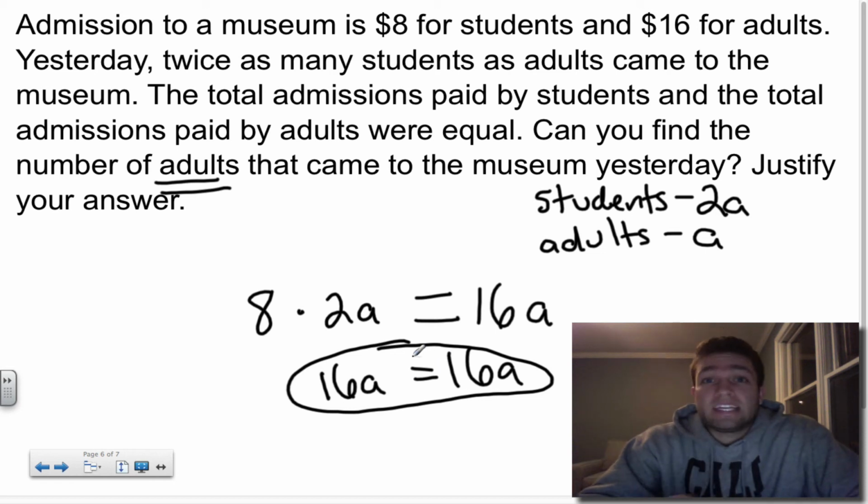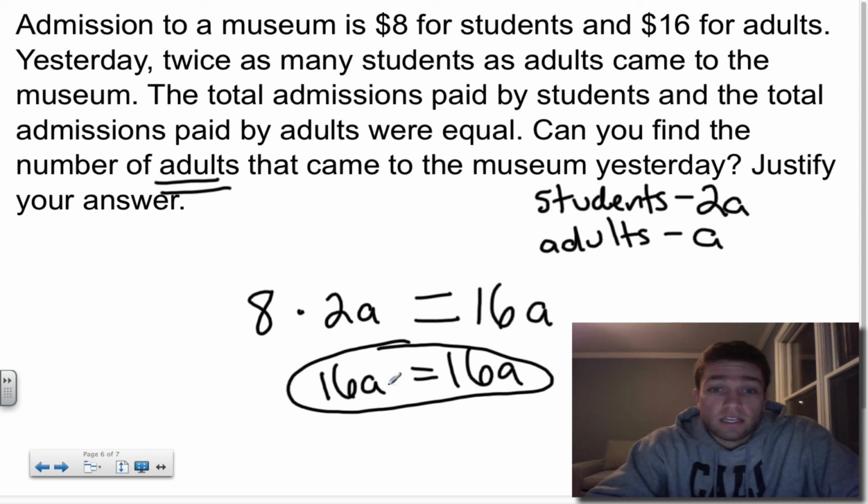So any number of adults could have come yesterday. We have no idea how many that would be. Some adults came, we just have no idea. It could be 10, it could be 100, it could be 1,000,000, it could be anything, because no matter what you plug in here and here, both sides are going to be equal.